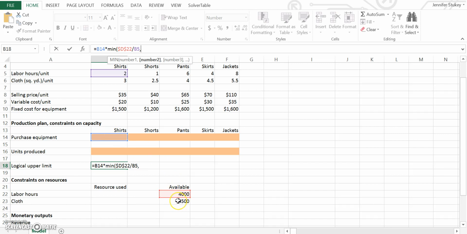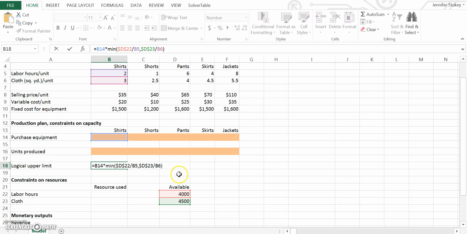The next thing we're going to do is cloth, and again that's going to be an absolute value, so that's the maximum cloth available, and we're going to divide that by the amount of cloth needed per unit. And so what this formula is going to do is it's going to pick the minimum of these, because it doesn't matter if you have extra labor hours if you're out of cloth or vice versa. So the maximum you can produce is going to be whichever one of these is smaller, because again you can have extra and leave them on the table, but if you don't have something you can't produce a finished item.